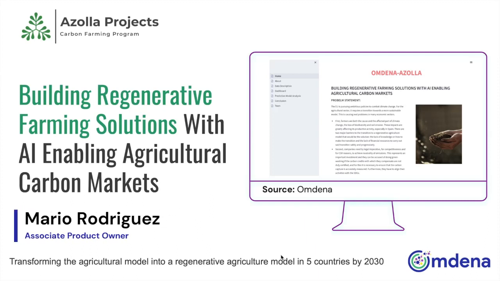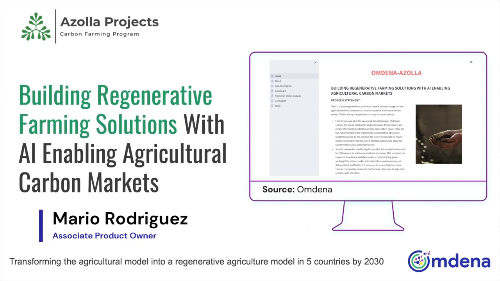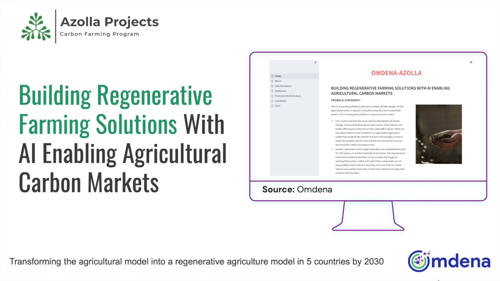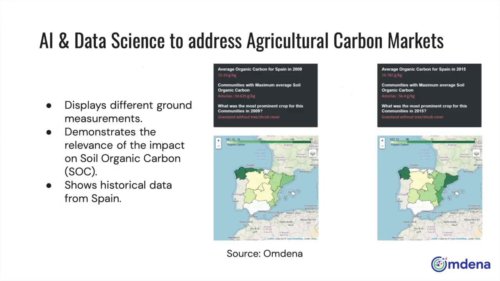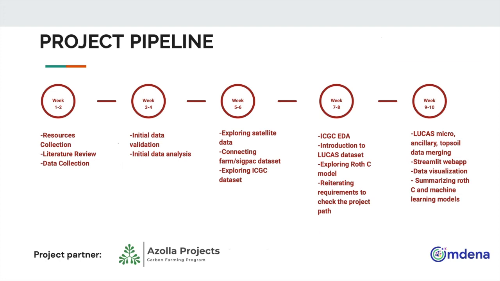Farming solutions with AI enabling agricultural carbon markets by Azolla Projects and Omdena. According to our resources, regenerative farming practices can save a lot of CO2 emissions. We try to address agricultural carbon markets by displaying different ground measurements and demonstrate the relevance of the SOC in Spain. We did this great project in about 10 weeks with a lot of efforts.